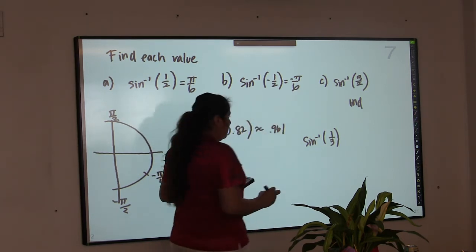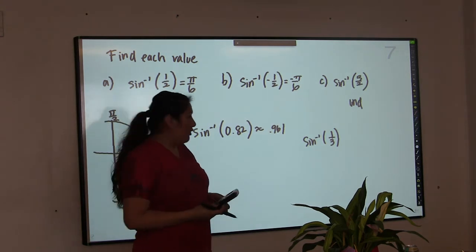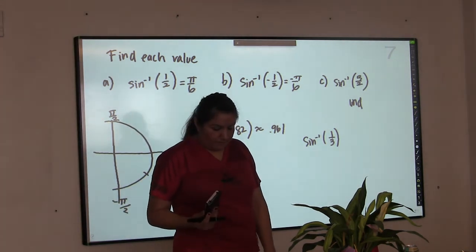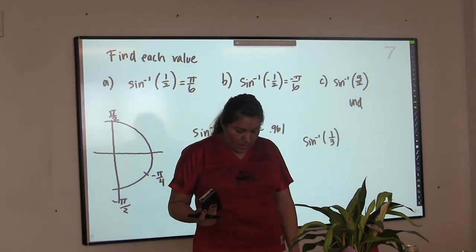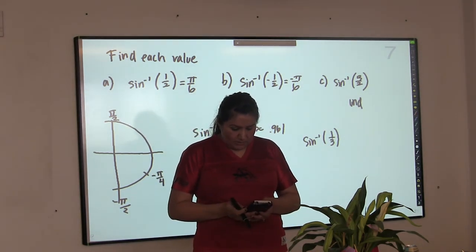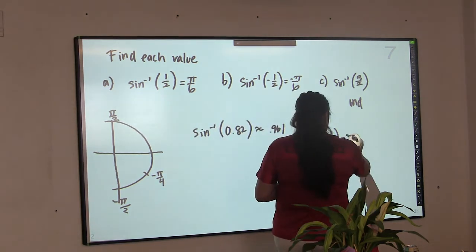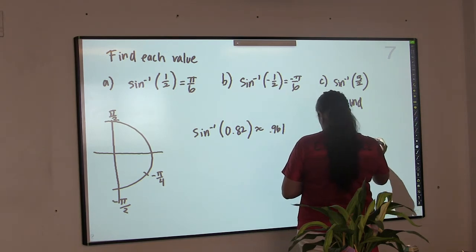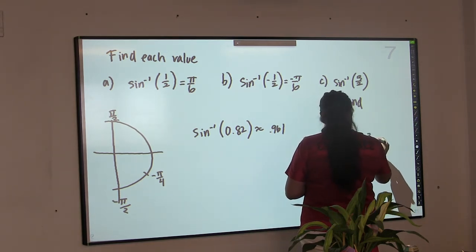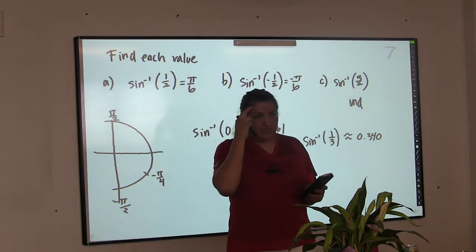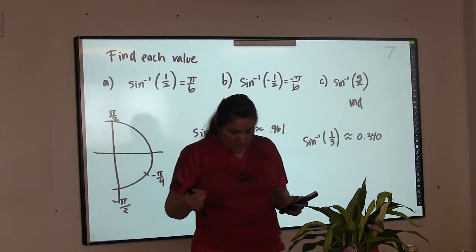1/3 is also within the range of -1 to +1. So what's that going to be? Sine inverse 1 divided by 3. What'd you get? 0.340. Yeah, it's 0.3398, so 0.340, if it asks you to do 3 decimal places.